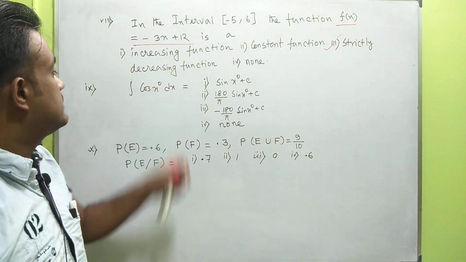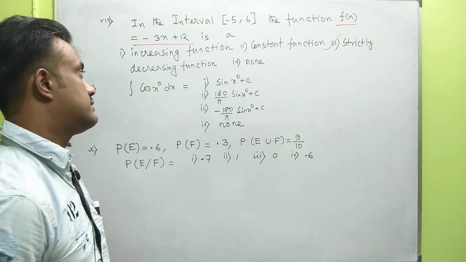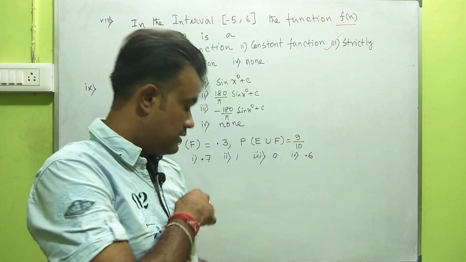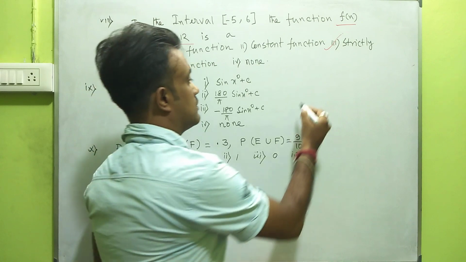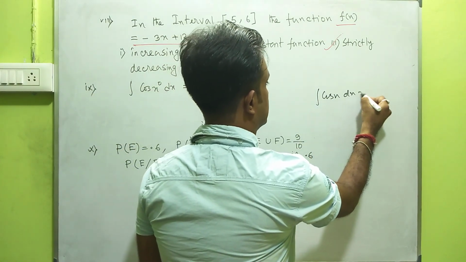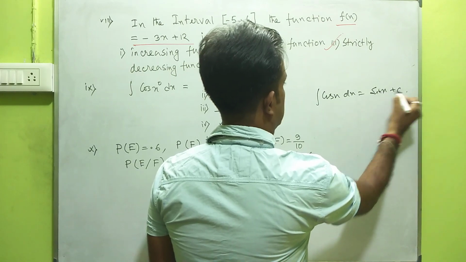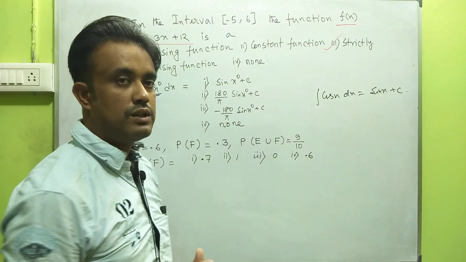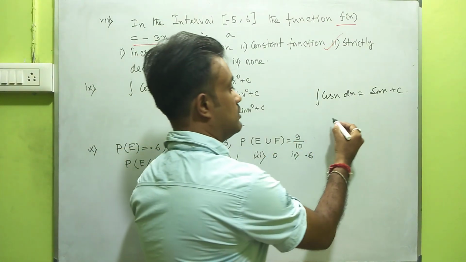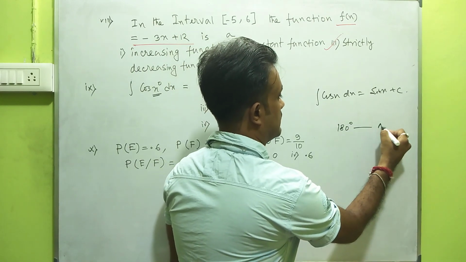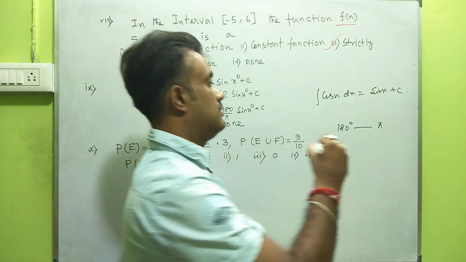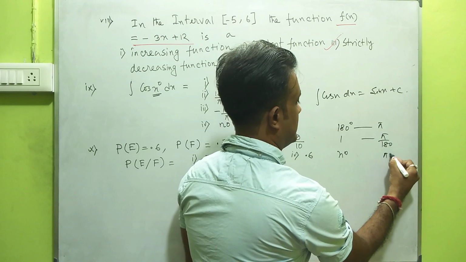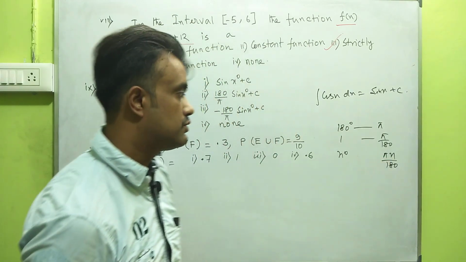Now in the next sum, it is integration of cos x degree dx. We know that the integral of cos x dx is equal to sin x plus c when x is measured in radians. Here it is degree, so we have to convert this degree into radian. We know that 180 degree is equal to pi radian, that is, 1 degree is equal to pi by 180 radian, and x degree is equal to pi x by 180.